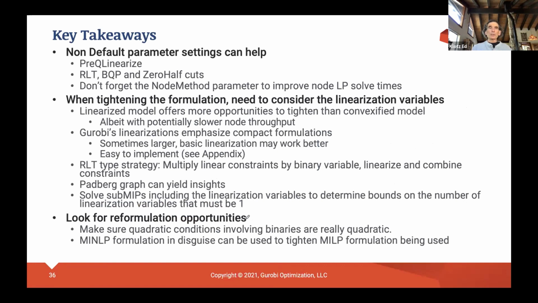Okay, so wrapping it up, what we saw is there are a lot of specialized strategies for models with products of binaries. We saw a bunch of specific non-default parameter settings, and saw various opportunities to tighten the formulation. You have linearization, you have convexification, and you have trade-offs between each. We saw 3 different ways to tighten a formulation: the RLT type approach, the Padberg graph approach, and the submip approach. And on the reformulation side, the key takeaway is to make sure quadratic conditions involving binaries are really quadratic. Erwin's blog gave us a good example where we could get rid of the quadratic thing, yet use a very similar metric. And again, this notion of MINLP formulations in disguise gives us information about the actual MILP formulation being used.